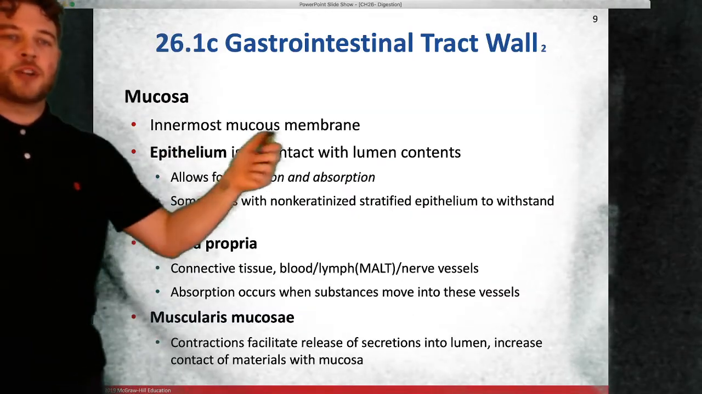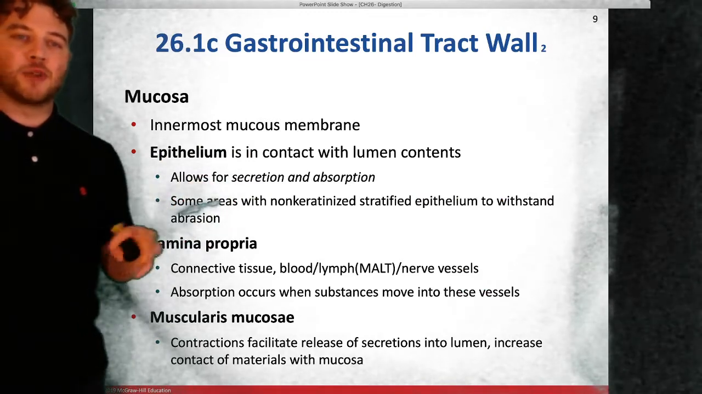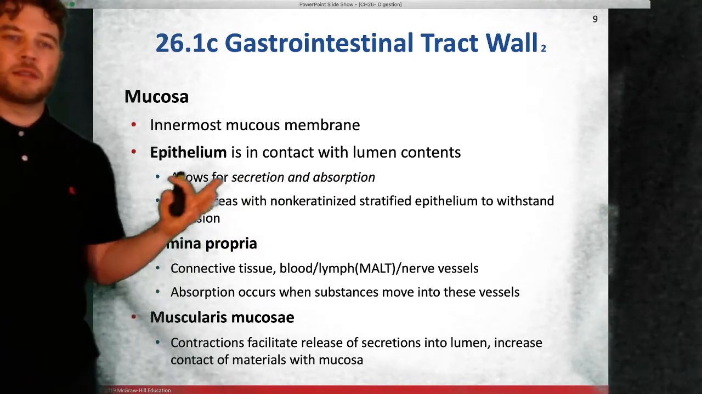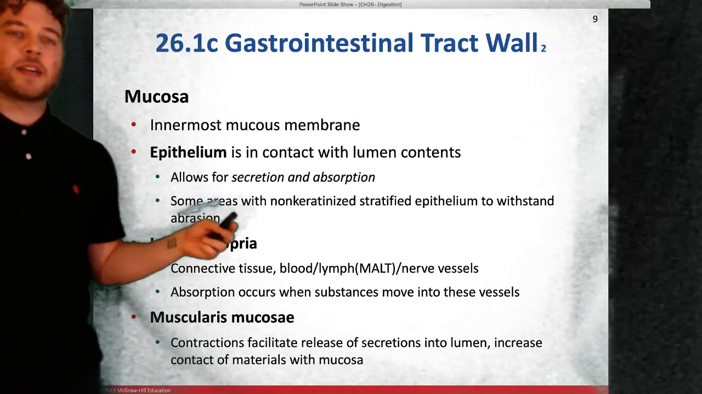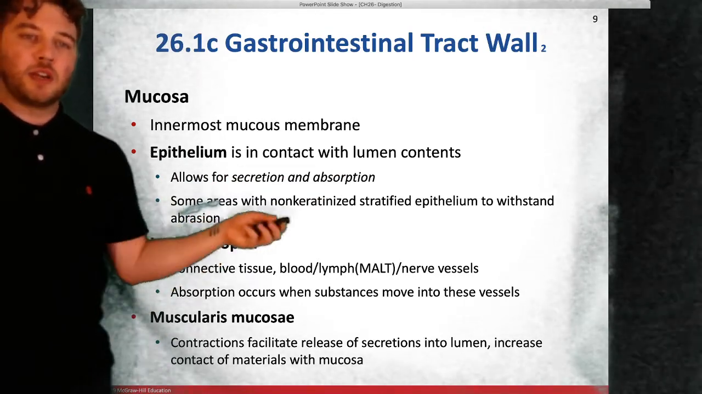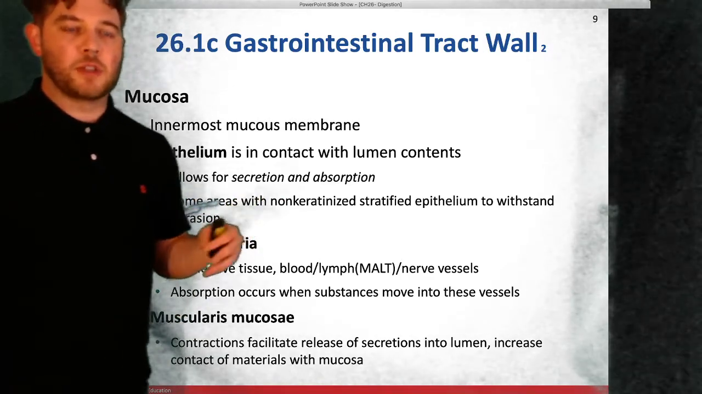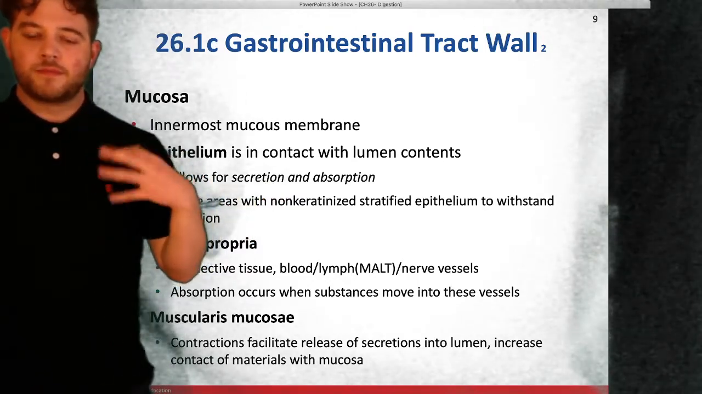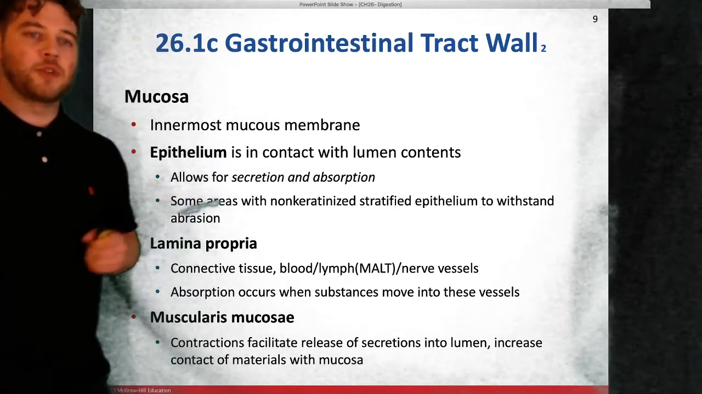So the mucosa, that innermost mucous membrane, the epithelium is in contact with the lumen contents, allowing for secretion and absorption. Right? So the type of epithelium, the layer that it has, is going to allow for both of those processes. Some areas are non-keratinized stratified epithelium to withstand abrasion. In your mouth and your pharynx, they're not going to be really as prone for secretion and absorption. It's going to be mostly for making sure that any abrasion or damaging substances won't tear up the epithelium too much.